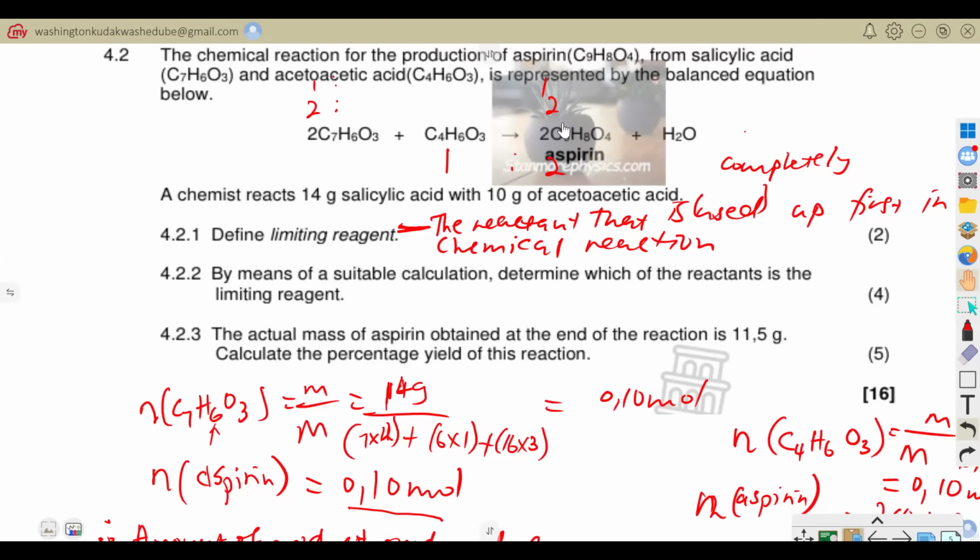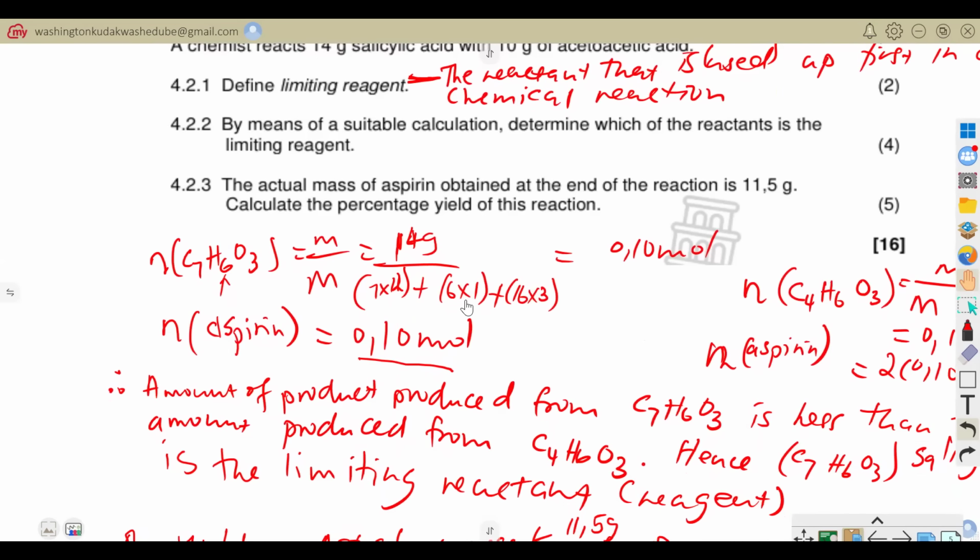We now say that number of moles is equal to mass over molar mass. So to find the mass that is being produced theoretically, we say the number of moles times the molar mass of this. And what would be the molar mass of this? We calculate the molar mass by multiplying 9 times 12 plus 8 times 1 plus 4 times 16. And then we get the theoretical mass. So let's go and calculate the theoretical mass.